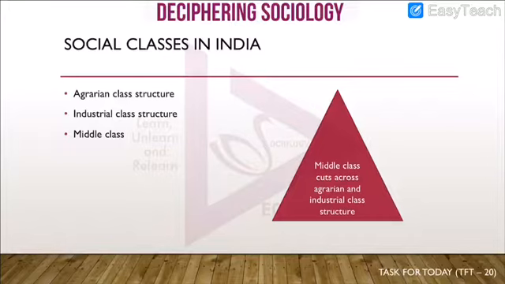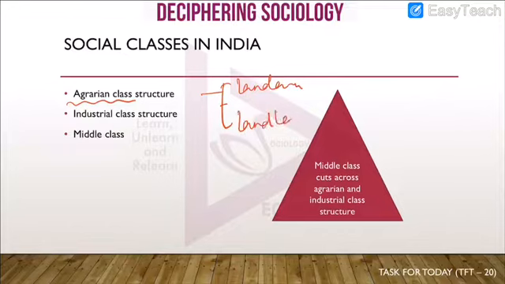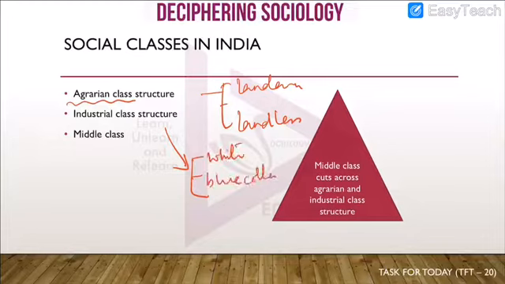Speaking of classes, as seen before, the sociologists studied the agrarian class structure. It included people who were landowners, people who were landless laborers. Then, after modernity, we had industrial classes also. Some were in the white collar jobs, some were in the blue collar jobs. Also, we experienced social mobility, and a middle class also came up.